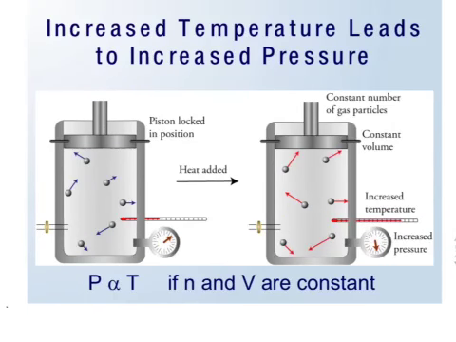Next one, increased temperature leads to increased pressure. That's assuming the volume is the same. So let's say we take our piston and we lock it in. We're going to add heat to it. So here's my extra heat. By adding heat to it, we're going to increase the kinetic energy of the particles. By increasing your temperature, they're going to bounce along the walls more, and by doing that, you have more pressure.